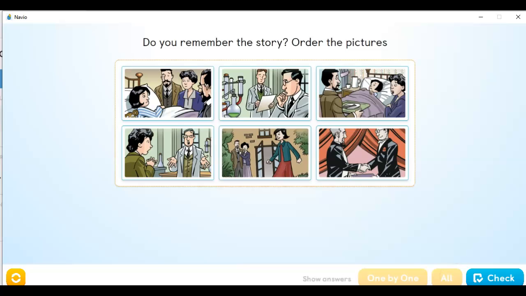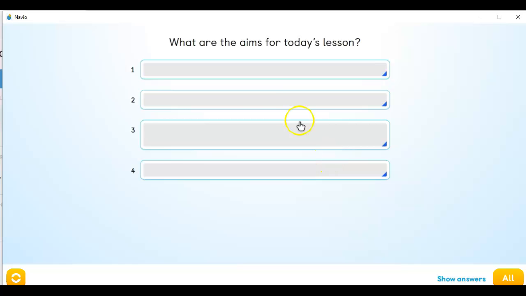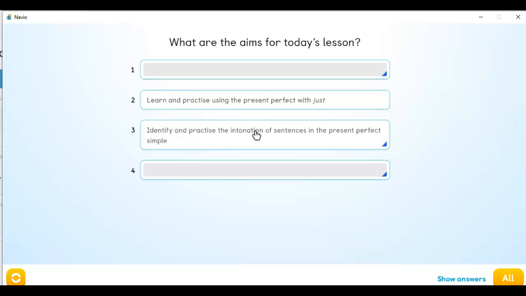Now let's move on to the aims of the lesson. We are going to learn and practice: identify and practice the intonation of sentences in the present perfect simple. Okay?